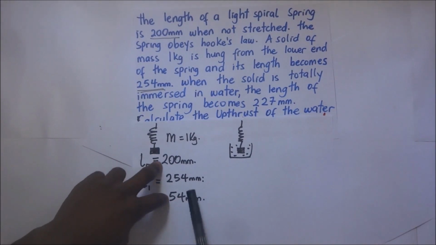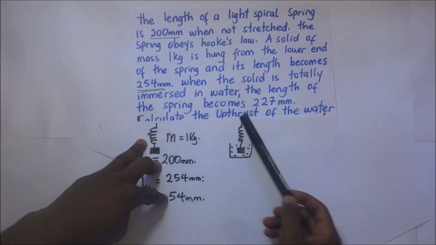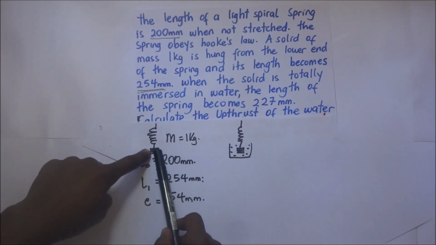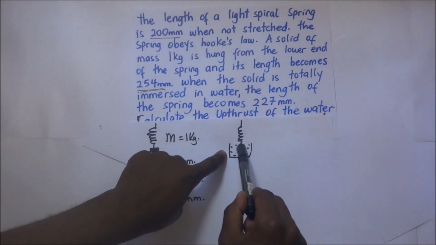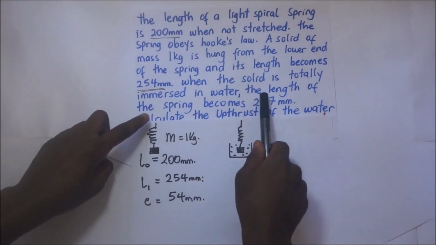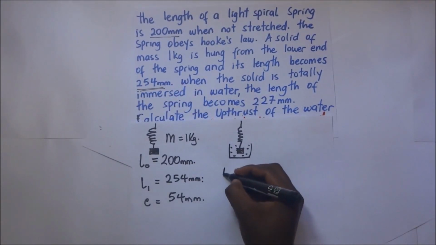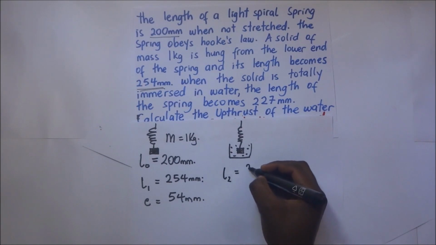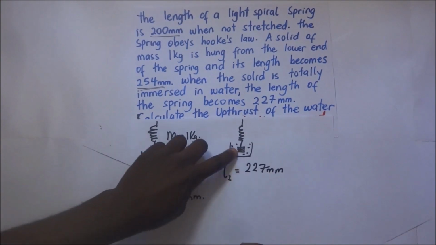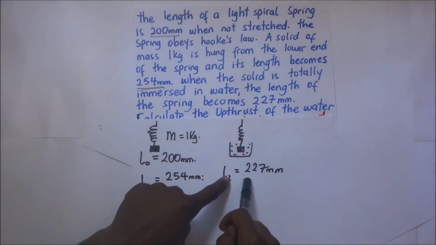Now, of course, the question goes ahead to tell us that the solid is totally immersed in water. Here it was at first on its own; this is what it experienced when it was in air. Now when we immerse that solid in a vessel of water, what happens to the spring? The question says that the length of the spring becomes 227 millimeters. Let's call this L2. So the length of the spring becomes 227 millimeters when this mass is immersed in water.